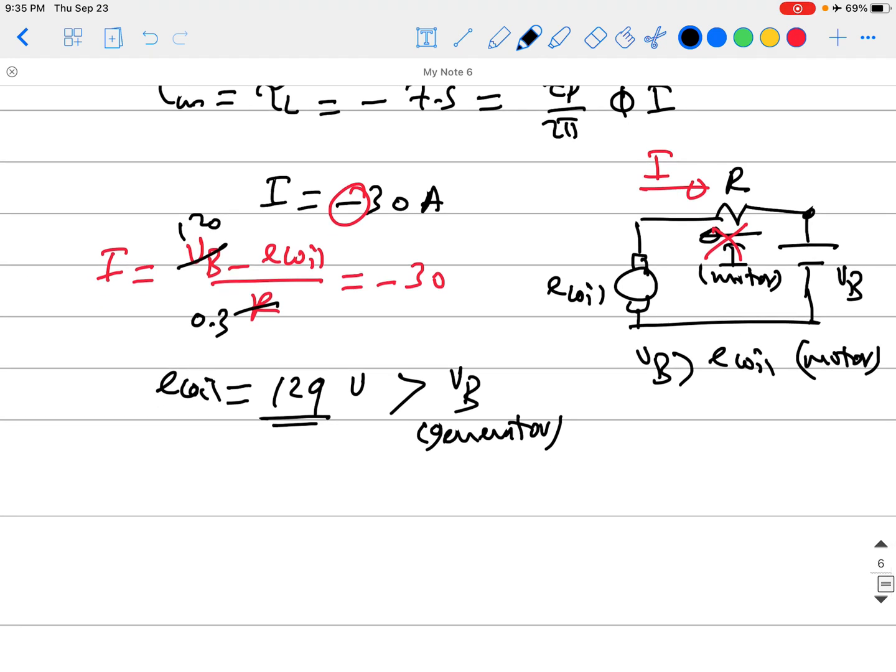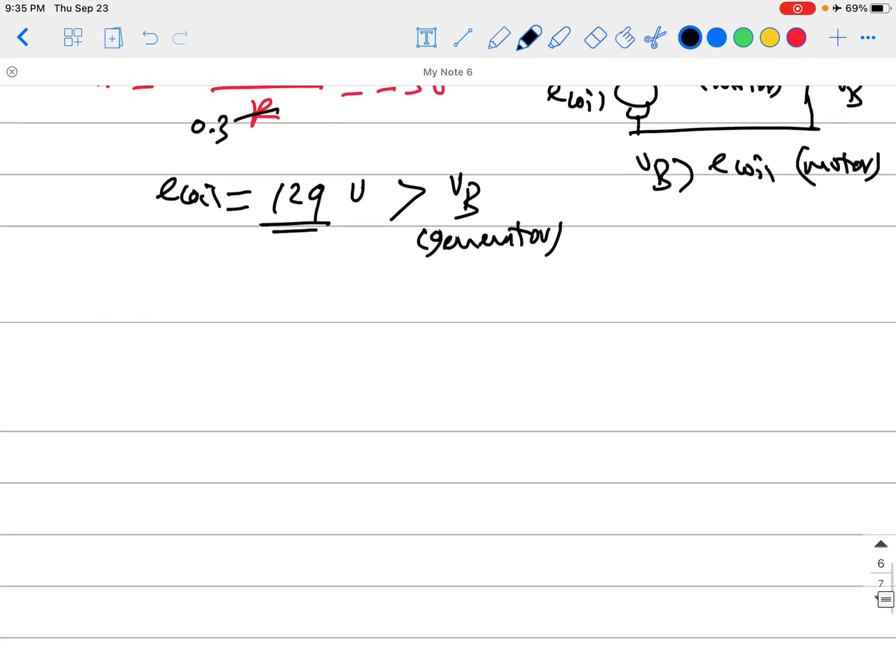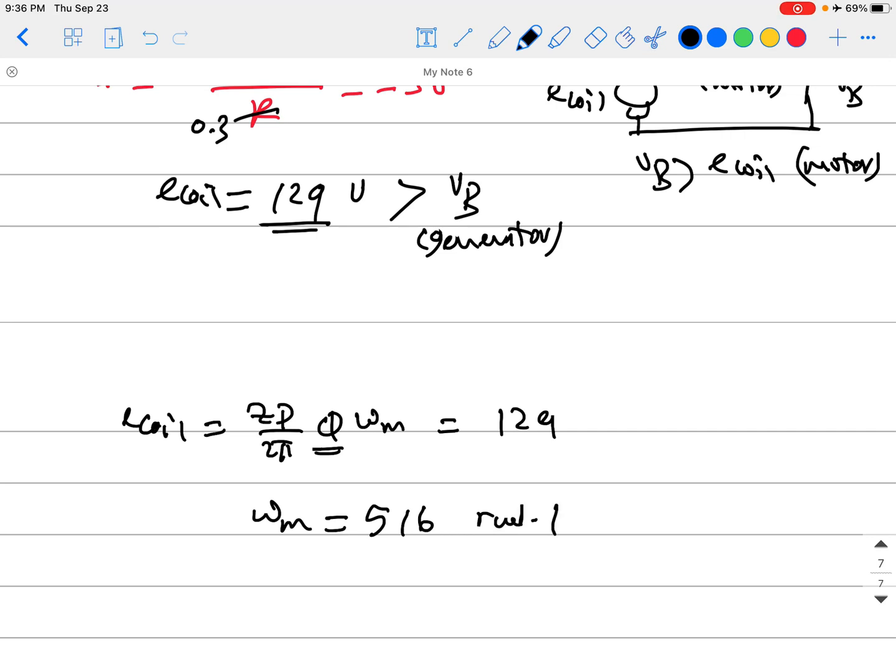Okay, how do you know this? Because he wants you to find the speed. E coil equals ZP over 2 pi phi omega m, and now it equals 129. You know how to calculate phi from the previous part, so you can find omega m easily from this to be 516 radian per second. Remember this value?